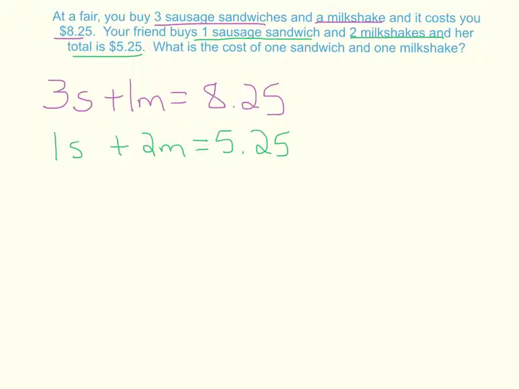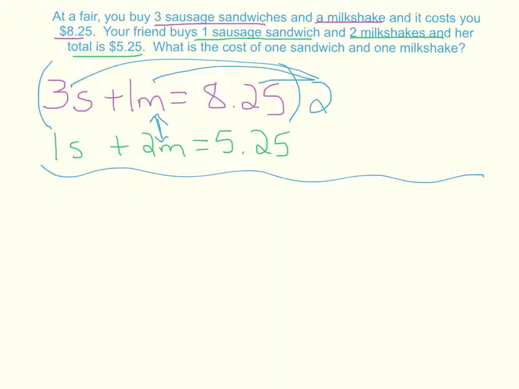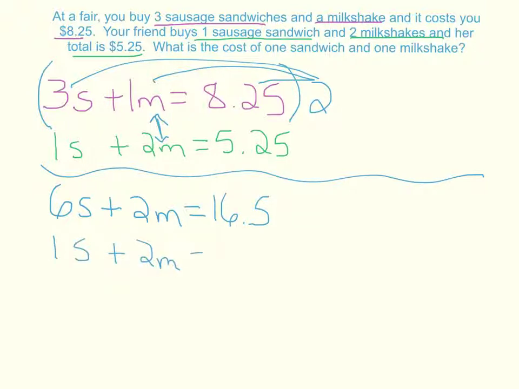Neither of our variables match up, but we could multiply that top equation by 2 because then the variable m will match up. So let's multiply that top equation, everything by 2. So we have 6s plus 2m equals 16.5, and then rewrite the other equation, 1s plus 2m equals 5.25.